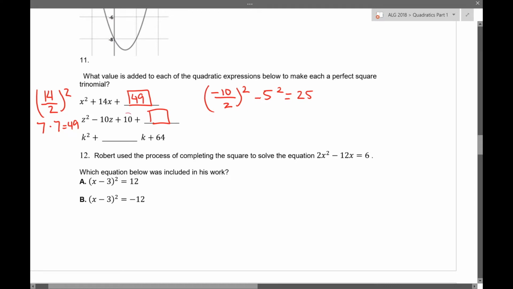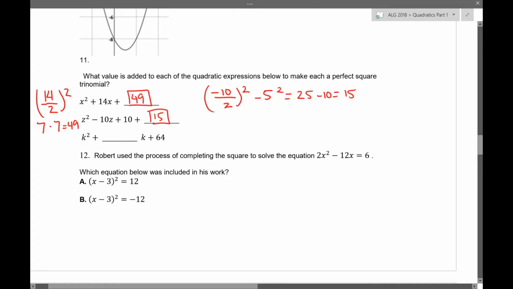There's a plus 10. So if this number has to be 25, 25 minus 10 would give us 15. So it's really 15 plus 10, and that's what gives us the 25. Okay? So be careful on that one.